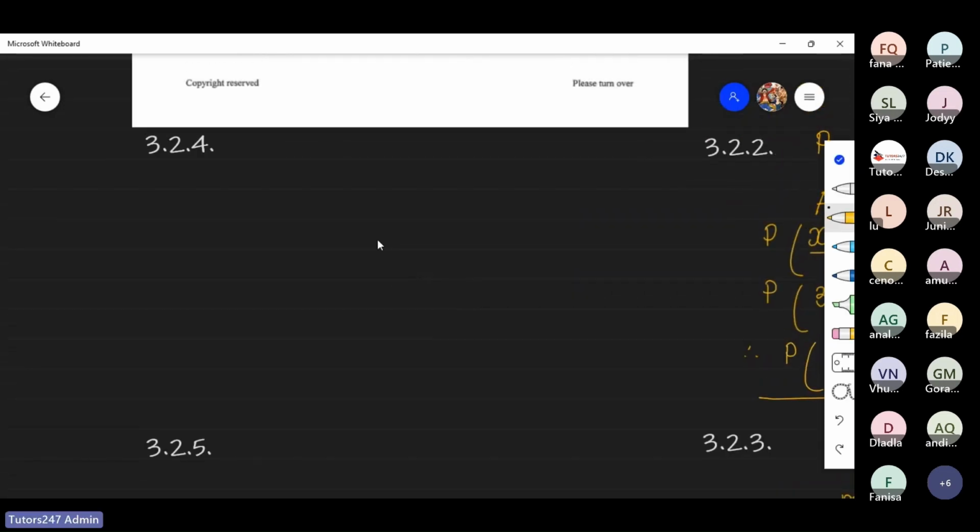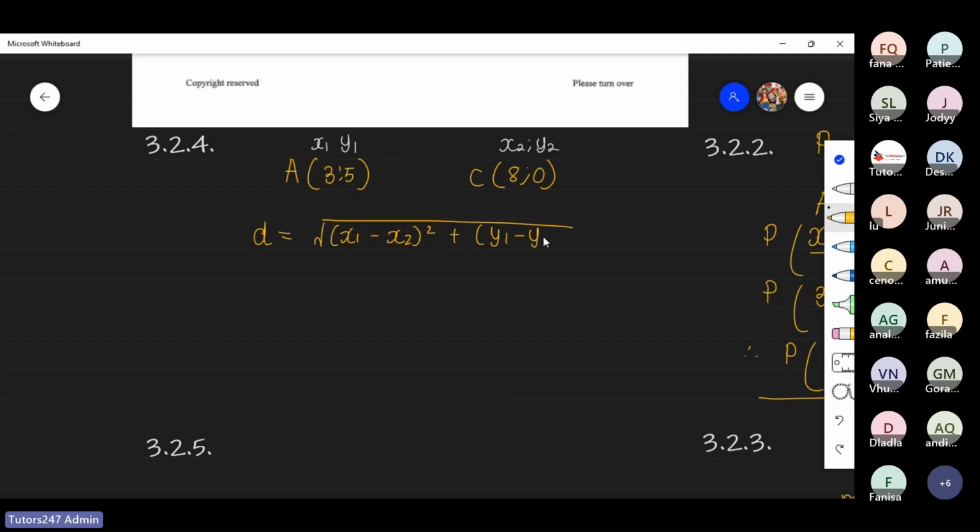So we are calculating AC. Our coordinates of A are 3 and 5, our coordinates of C are 8 and 0. I'm going to make A my x1 and y1 value, and C my x2 and y2 value. So my distance formula is D is equal to the square root of x1 minus x2 all squared plus y1 minus y2 squared. Because I'm calculating the length AC, I can substitute AC in place of D.